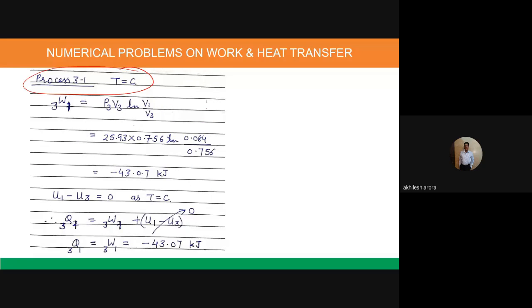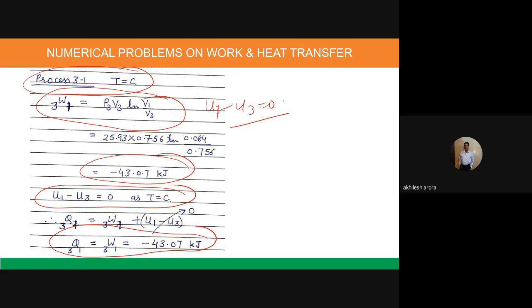Then go for the process 3 to 1, constant temperature. The change in internal energy, U1 minus U3, will be 0, because temperature is constant. This is written here. W and Q are the same. So this is the formula for the work, and then this is the value of work, and the same will be the value of the heat transfer.